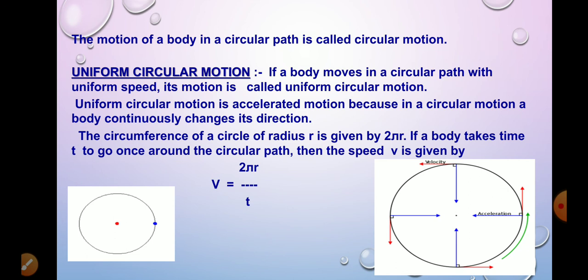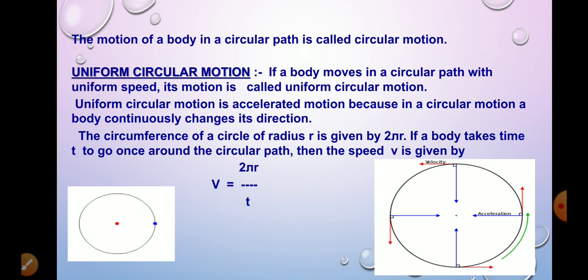Okay. If you consider a circle, the circumference of a circle of radius r is given by 2πr. Circumference is 2πr. If a body takes a time t to go once around the circular path, then the speed v is given by the distance traveled divided by the time taken. So here, what is the distance traveled?